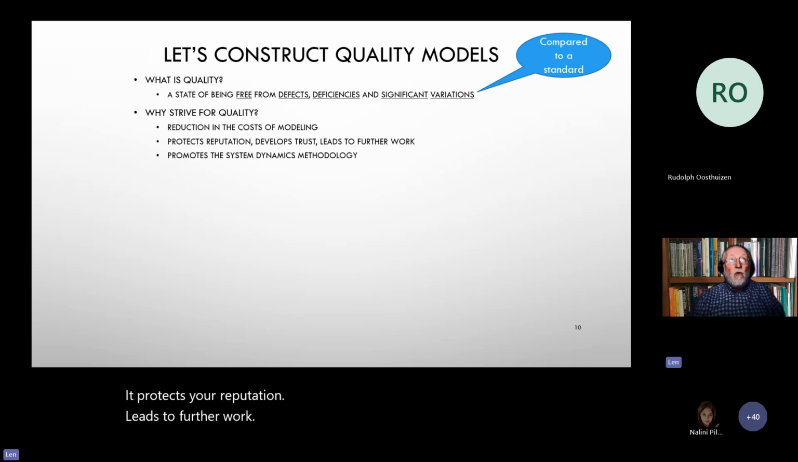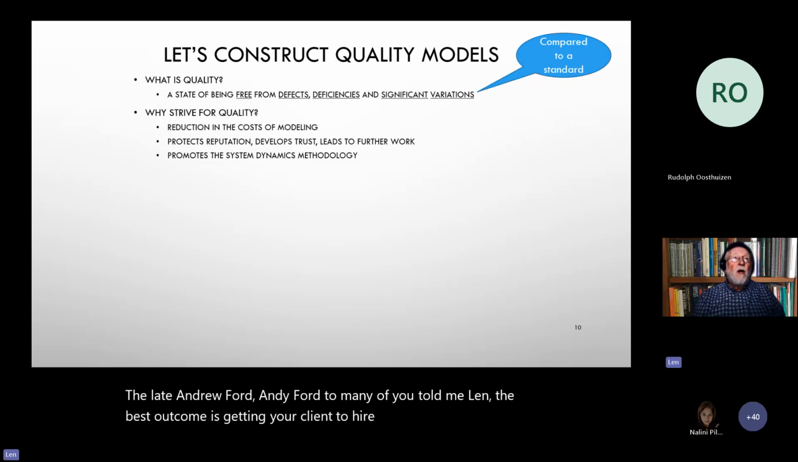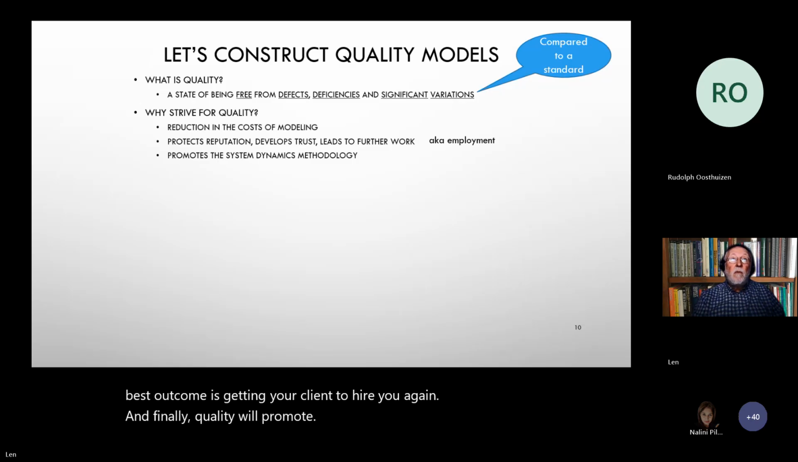The late Andrew Ford, Andy Ford to many of you, told me, Len, the best outcome is getting your client to hire you again. And finally, quality will promote our methodology.